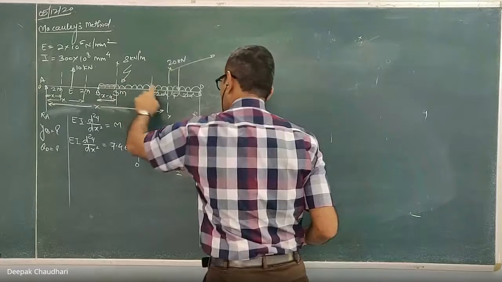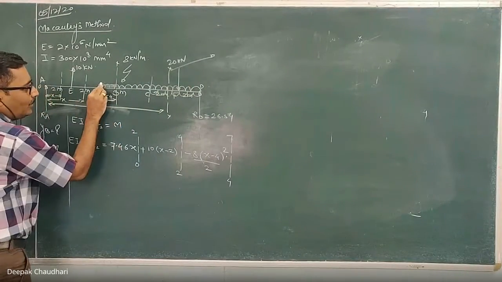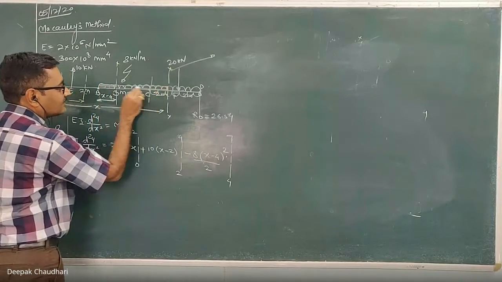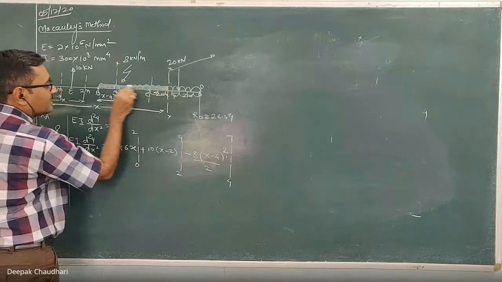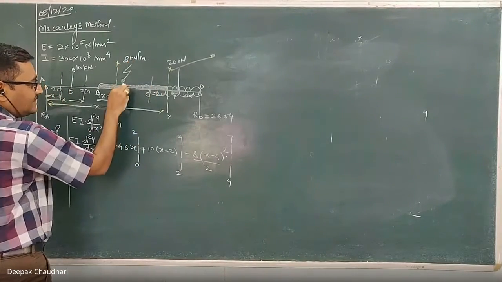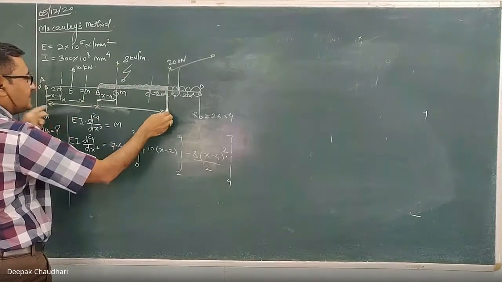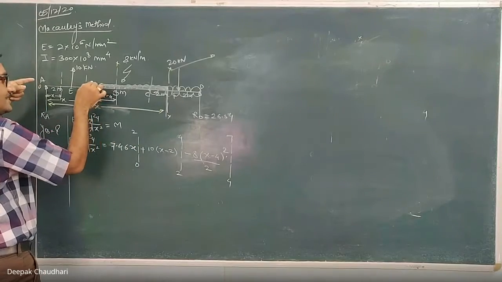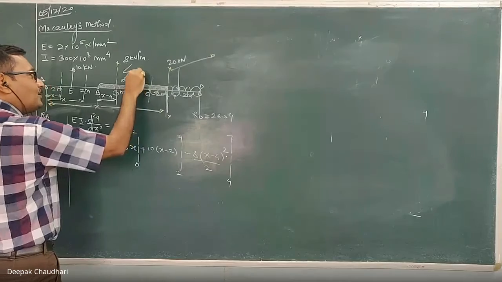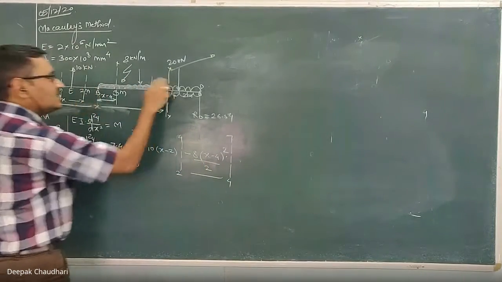Then the moment of this UDL. Earlier we took the moment of this much UDL only. Now this much UDL is there. What is the moment of this UDL? Here its intensity is 8, so 8 into this distance. How much is this distance? If this is x and this is 4, then this distance is x minus 4. The equivalent point load will act at the midpoint, so it is into x minus 4 by 2. Now this equation is valid.